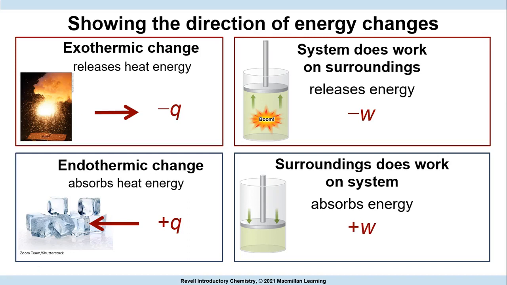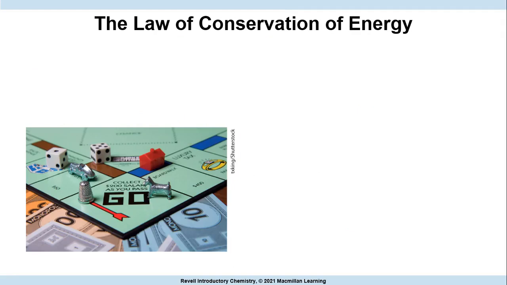For Q to be negative, it means that the system is losing heat. And for W to be negative, it means that the system is doing work on the surrounding. For Q to be positive, it means that the system absorbs heat. And for W to be positive, it means that the surrounding does work on the system. Now, we are going to look at what we call the law of conservation of energy. The law of conservation of energy states that energy cannot be created or destroyed.